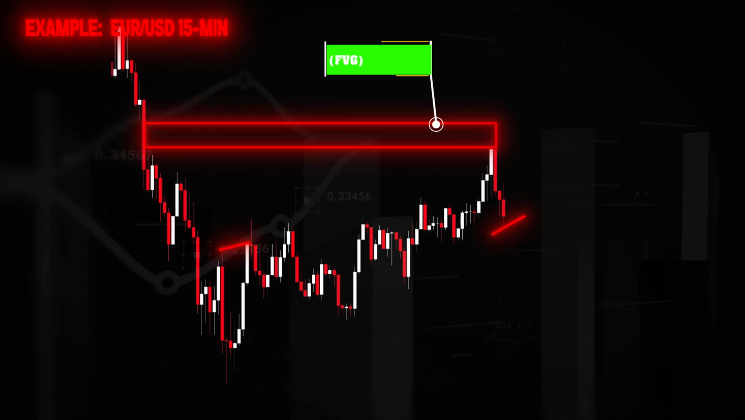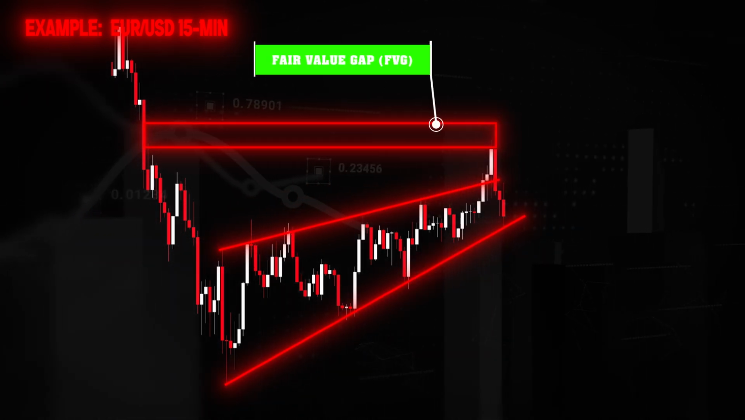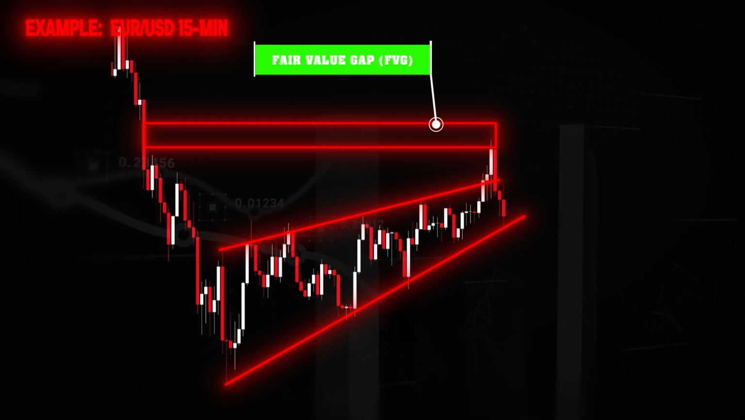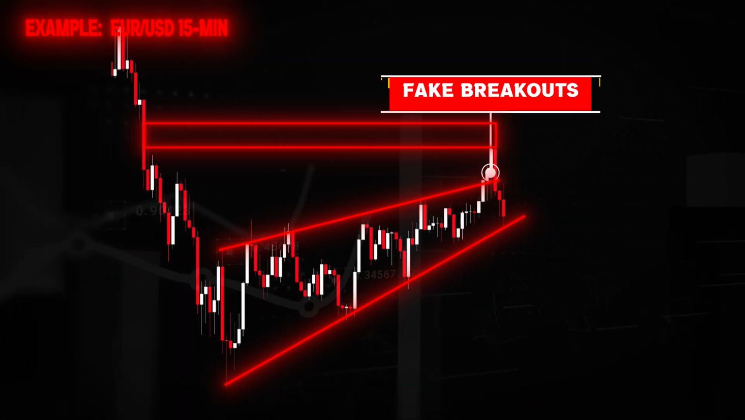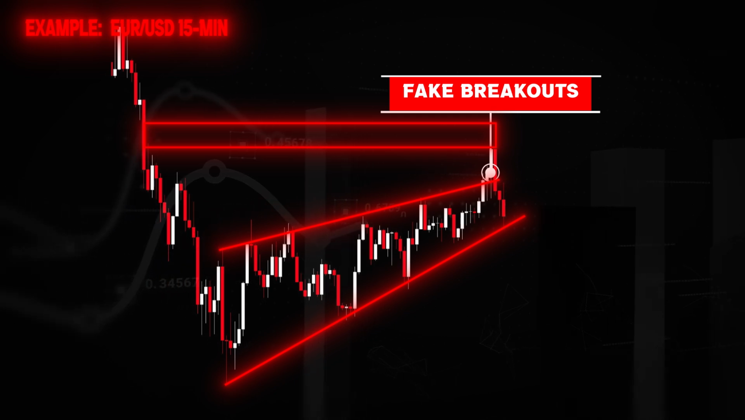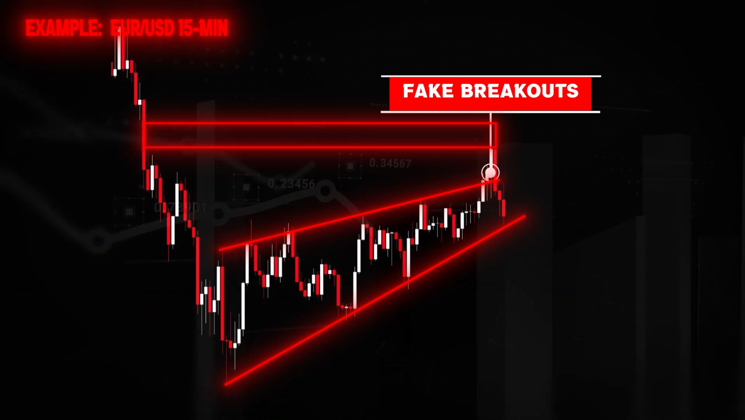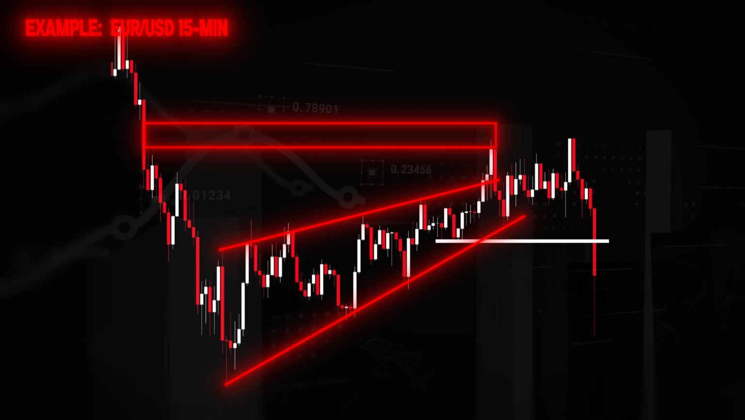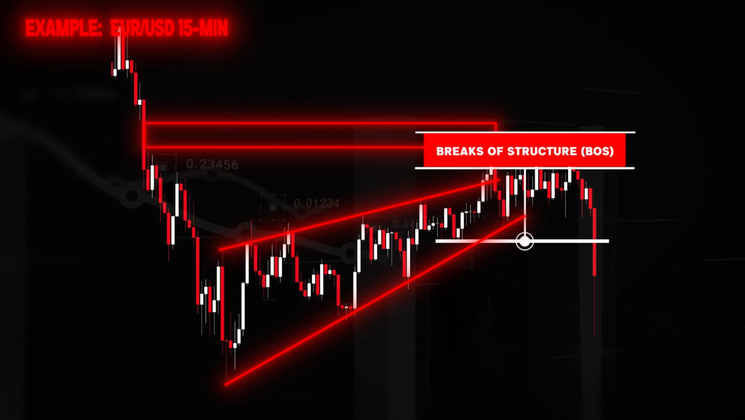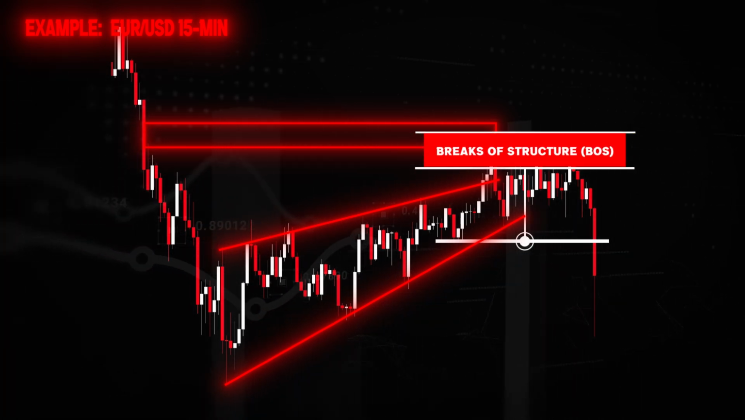Switching to the 15-minute chart, we see a wedge pattern, which represents a corrective phase within the larger downtrend. There was a false breakout to the upside, but the price quickly reverted back into the range. To enter a short position, we need the price to break below the lower trend line and the previous market structure, confirming that sellers have regained control.